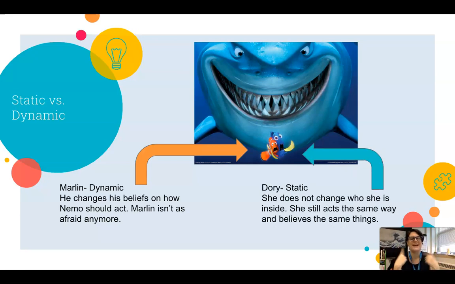Where we have Dory. Dory's extremely static. At the beginning, she's super friendly. She is that just keep swimming. She believes that you can do anything. You just got to try. She is the same at the end of Finding Nemo, where she has that same personality, that same outlook, that same type of actions. At the end, she believes the same thing, so she's static.